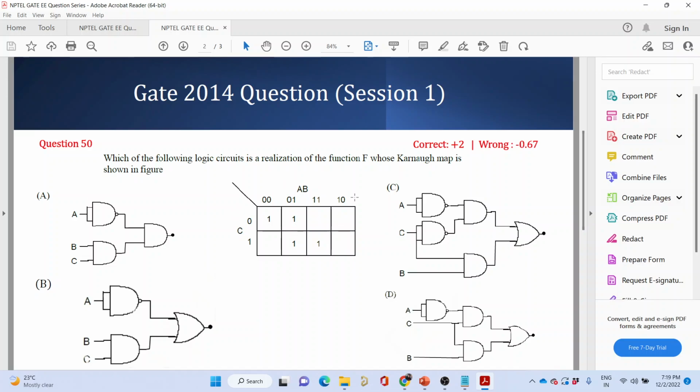So again, I'm going to give you 5 minutes time to solve, and after that, I would ask you for the answers. Whoever solves it, just unmute yourself and say that you have solved it.